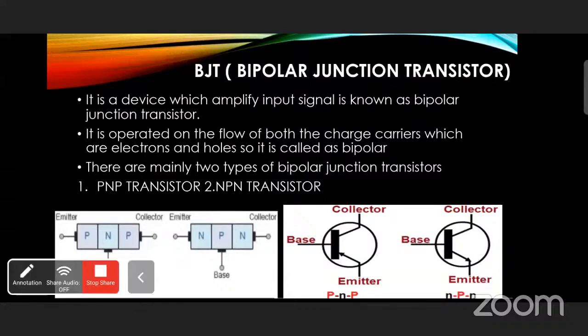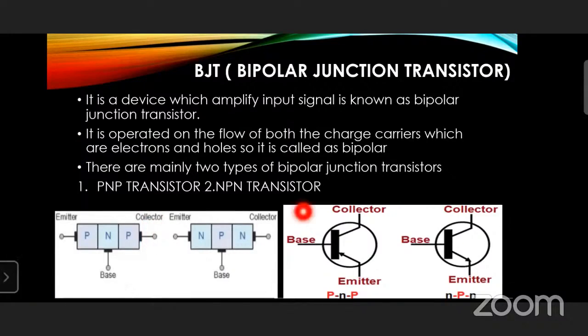Here we can see the PNP transistor, in which an N type semiconductor is sandwiched between P type semiconductors. And this is the symbol of the PNP transistor. Here we can see the arrow head is towards the base. This arrow indicates the flow of conventional current, so it means that the current flows from emitter to base. So this is called the PNP transistor.